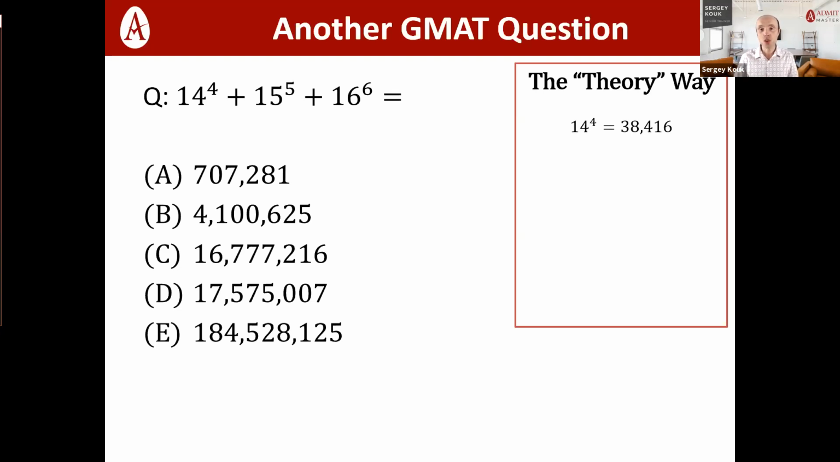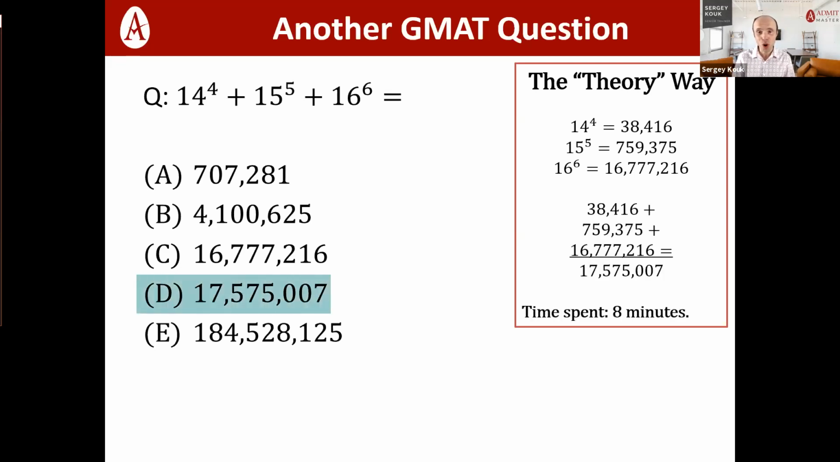But if I were to try to multiply, yeah, I can maybe do this with 14 to the power of 4. But once I get to 15 to the 5 and 16 to the 6, these are very large numbers. So I can't really do this so quickly. I can't really multiply 16 times 16 times 16. It's going to take me a very long time to do all of that, right? And probably it's going to take me like, I don't know, 8 minutes. And do I have 8 minutes on the GMAT? No, I don't.